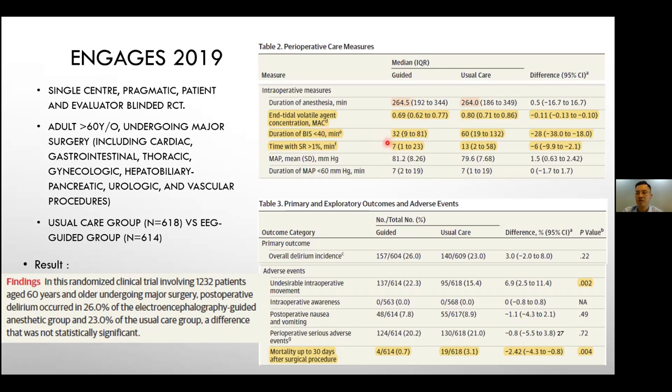So surprisingly, the study found that the delirium incidence in post-operative day 1 to day 5 was not significantly different between the two, with the incidence around 23 to 26%.